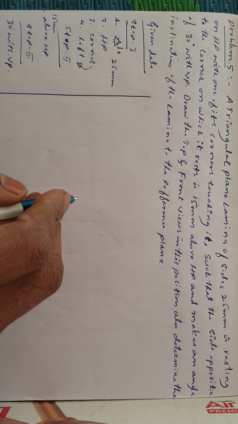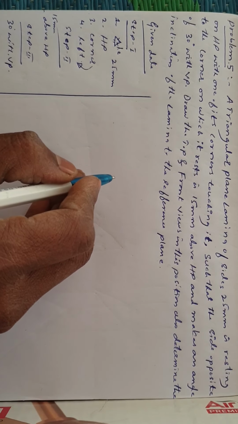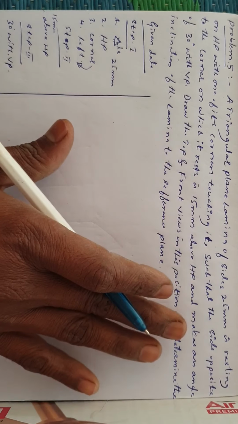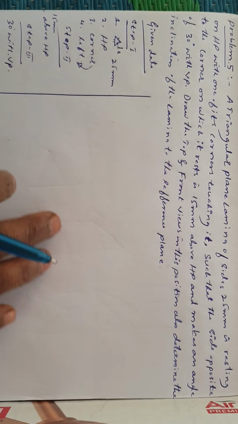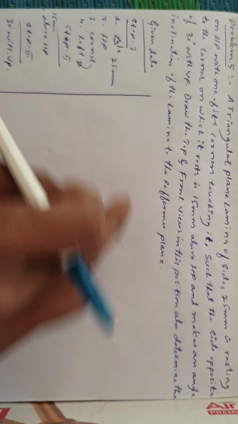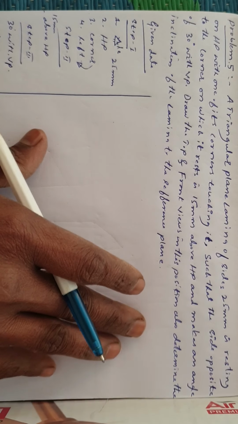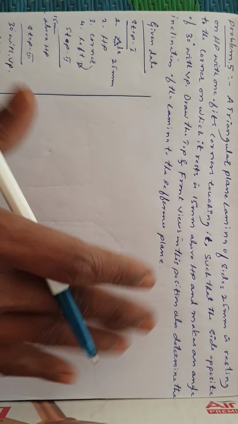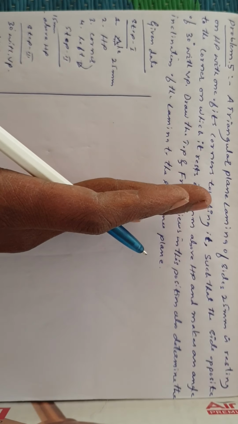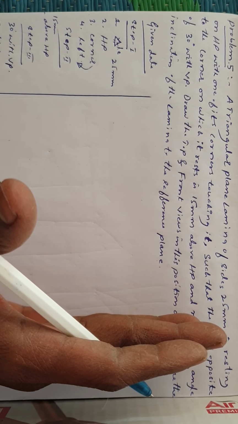In today's class, I am going to discuss problem number 5 as per the video laboratory copy on projection of plane surfaces. As we discussed in the last class, there are three steps, and in each step we need to draw two views. There are 6 views we need to draw here. We also discussed what data is required for the first step, the second step, and the third step.